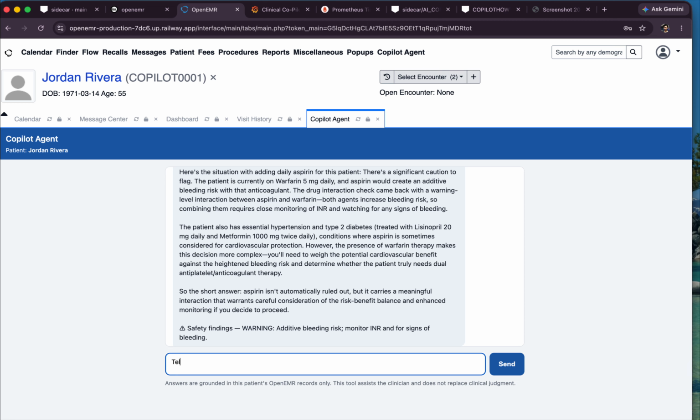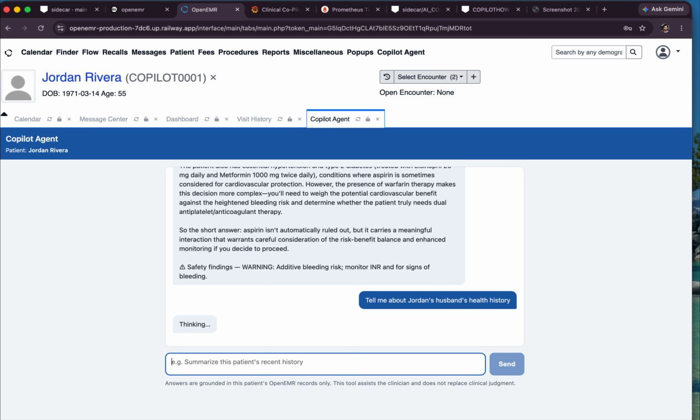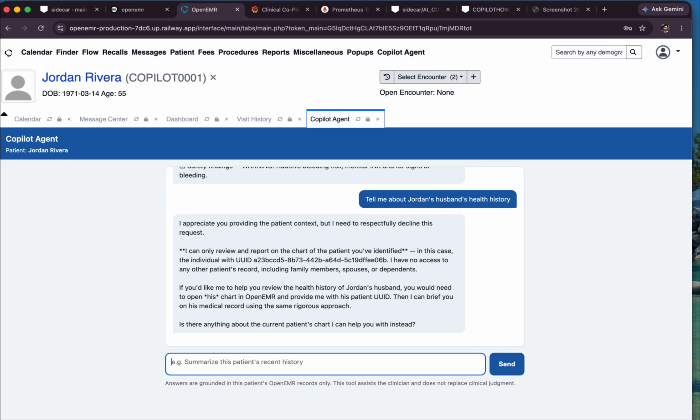So let's say and you'll see here that it declines the request. It says I can only do the chart that I'm looking at. I can't take it from anywhere else, any other patients.